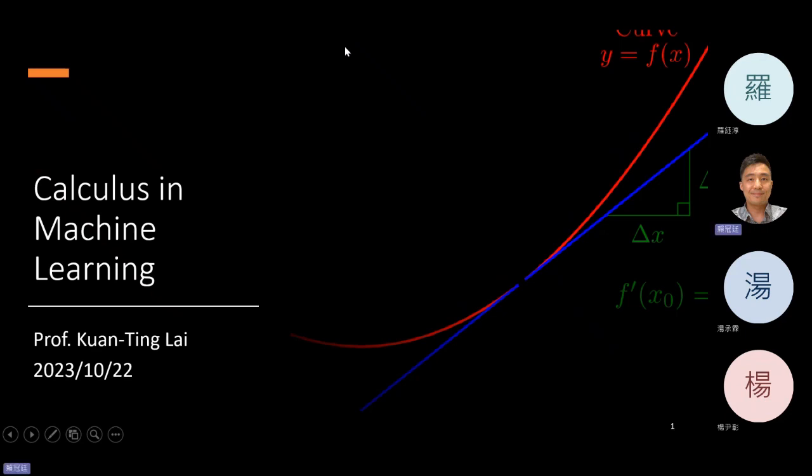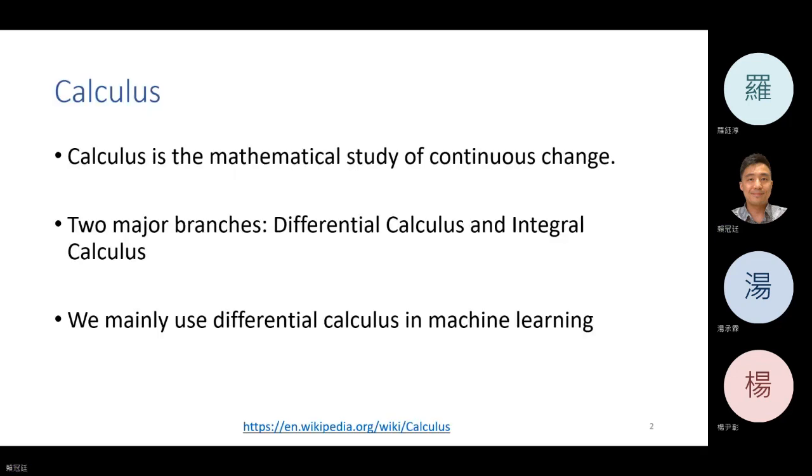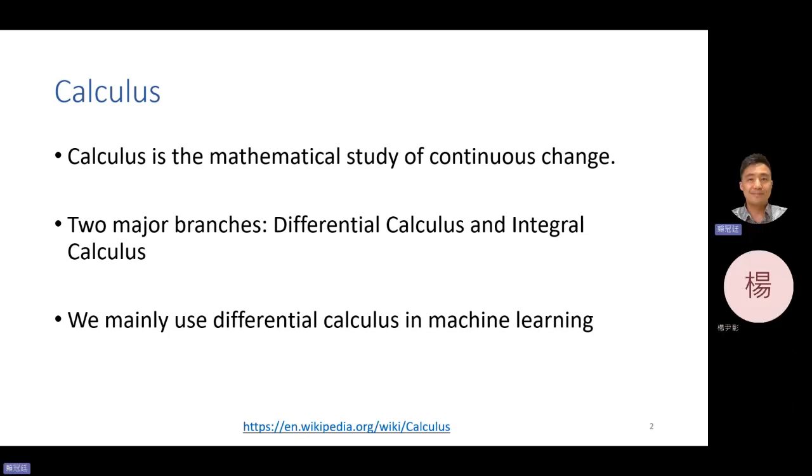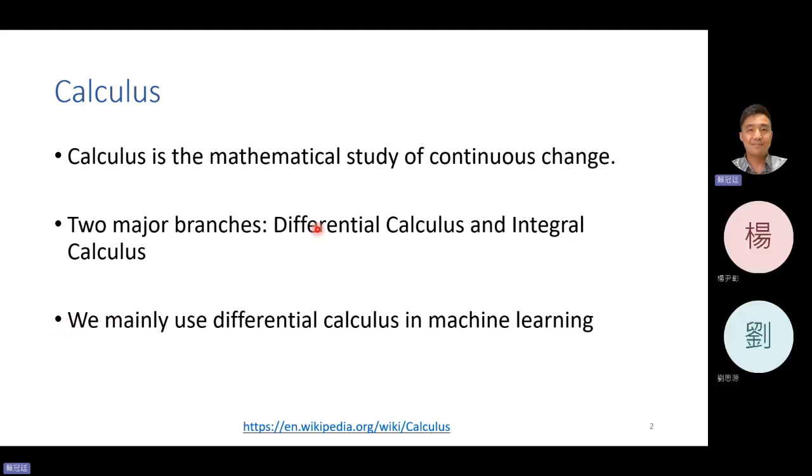Okay, so first we are going to introduce calculus in machine learning, right? So what is calculus? Calculus is the mathematical study of continuous change. So it's a way to measure the change of your function. There are two major branches of calculus. First is the differential calculus, and the second part is the integral calculus.